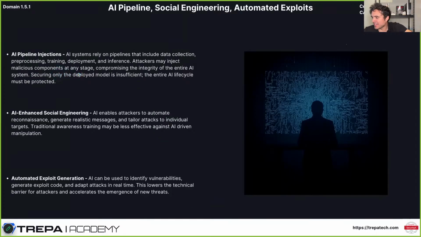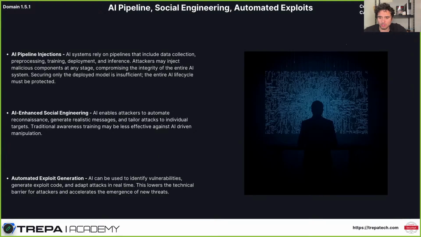Okay, AI pipeline injections. AI systems rely on pipelines that include data collection, pre-processing, training, deployment, and inference. So at any of those stages when building our AI pipeline to produce outputs for our users, if we inject something into that pipeline, it could give us a false output or potentially create some malware.